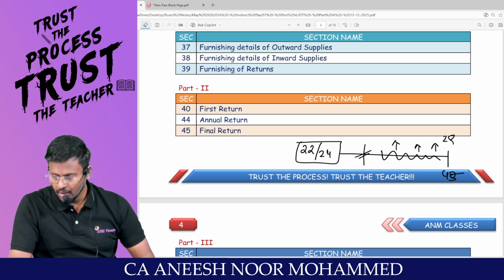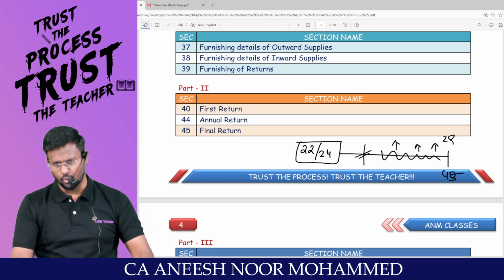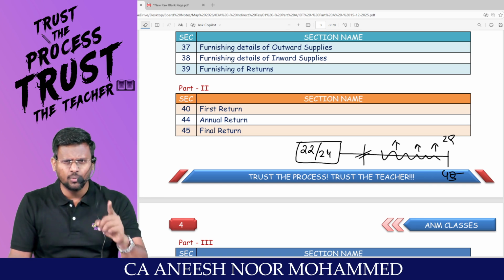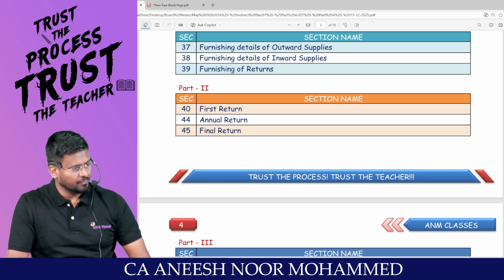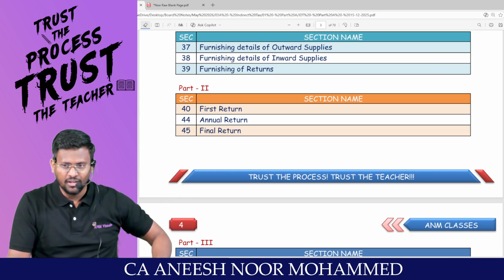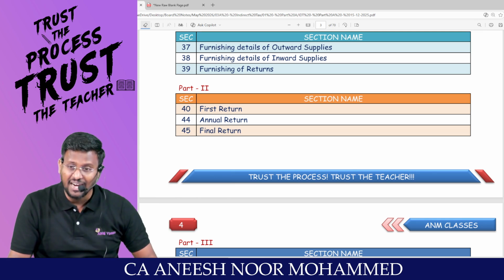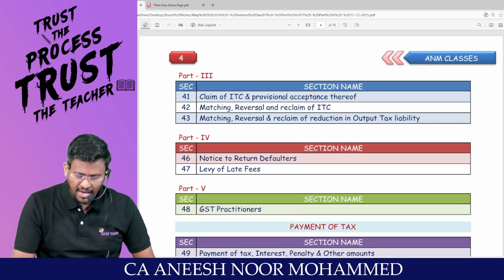So come on, man. Once you take registration either under section 22 or under section 24, the first time the return you file is called the first return under section 40. The last return after the cancellation that you file is called the final return under section 45. In between, every year you are supposed to file a return called the annual return.